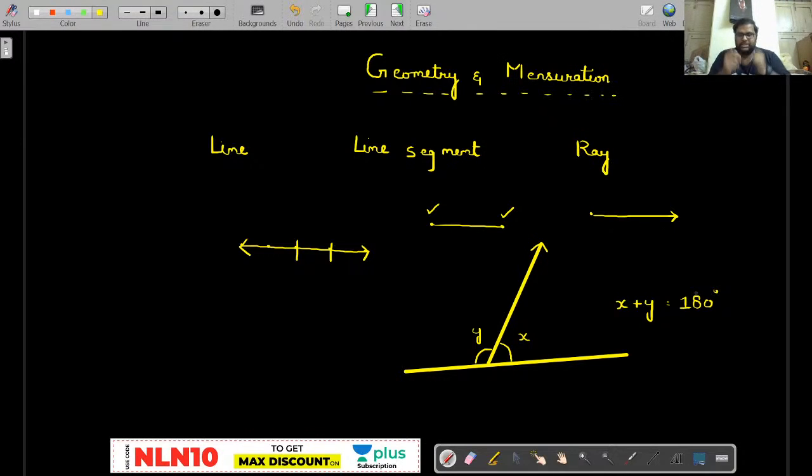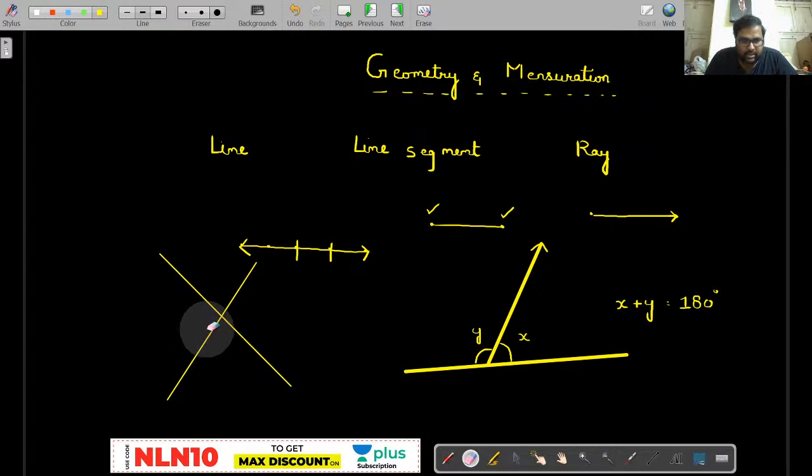Now continuation to this point, we will be having one more point. Now continuation of this, observe here. Now when two lines intersect each other, right? Now observe here, I will erase one part. Now I will erase this part.